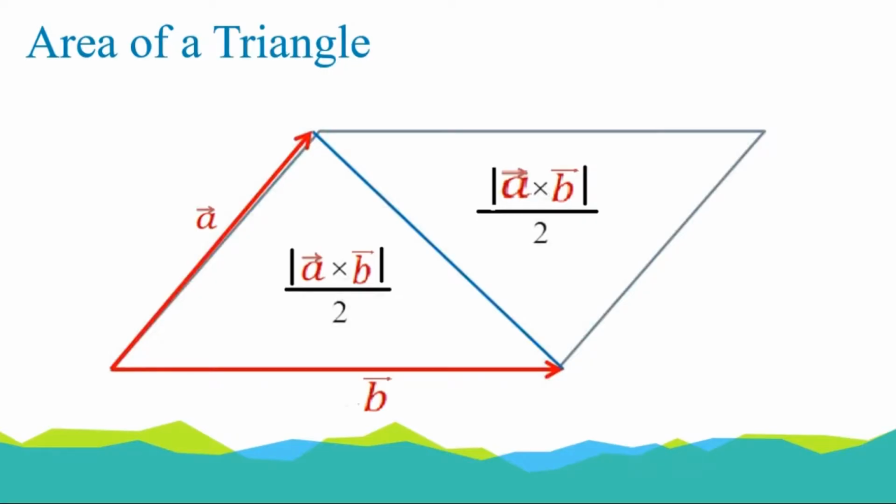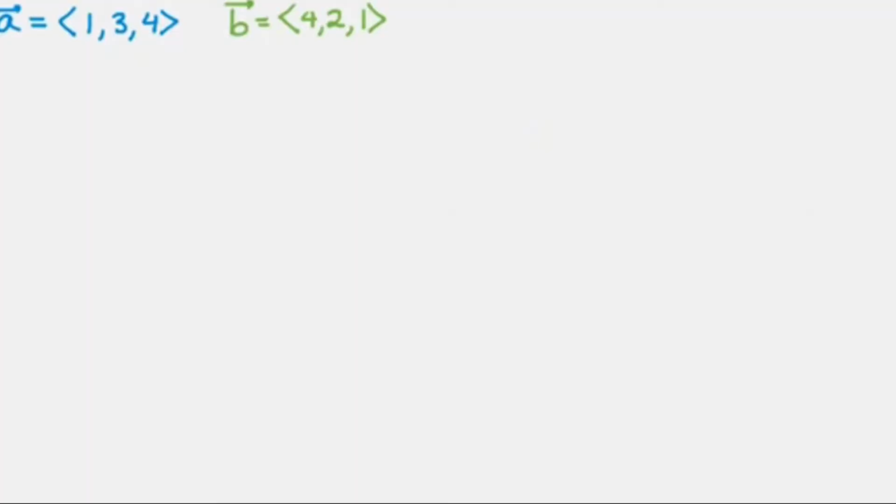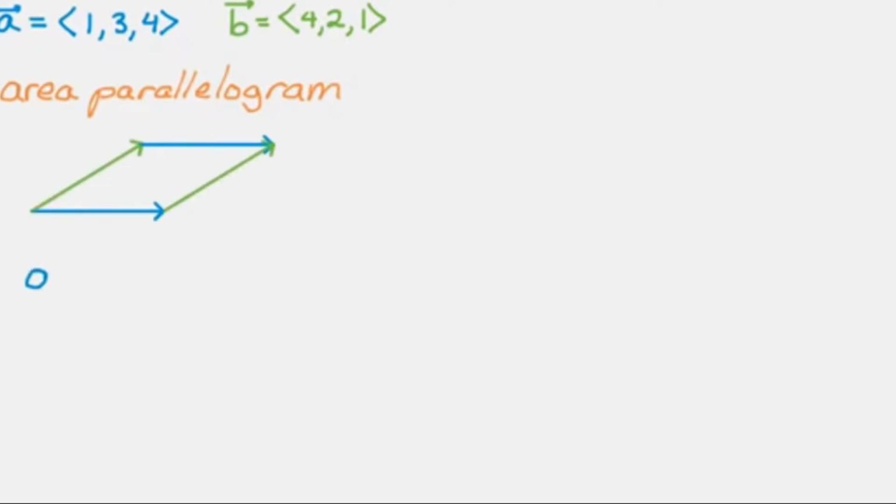You note that, as it can be observed here in this diagram, the area of a triangle is half that of a parallelogram. We consider two adjacent vectors A and B, with A having components 1, 3, 4 and B having components 4, 2, 1. So here we are going to get the area of a parallelogram where these two vectors are adjacent.